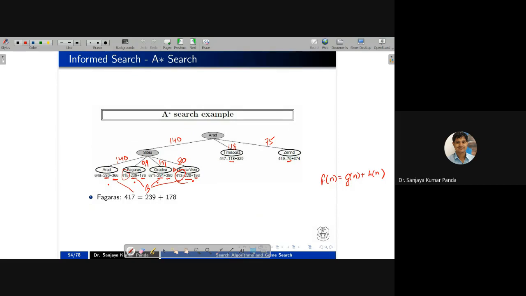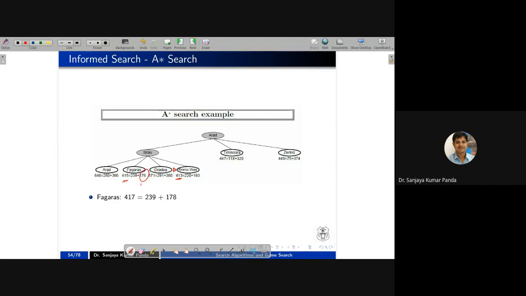Okay, there is a small mistake here. If you see, this is 417, 413, and this is 417, right? That is the reason you have expanded R. Right? If you calculate it, there is a mistake here.